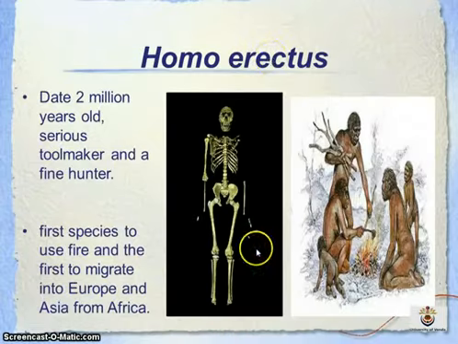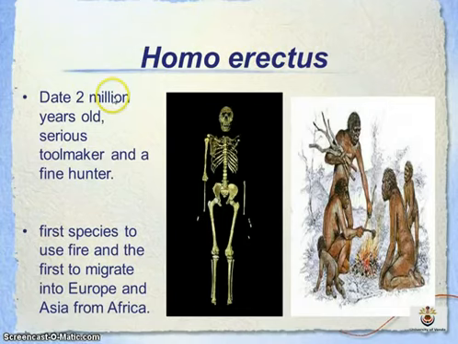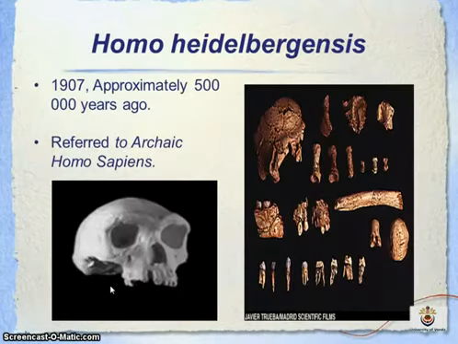Primitive tools, nevertheless. Followed by Homo erectus, which dates 2 million years of age. These were the first ones to make fire, and they were the first ones to move around from other places into Europe and Asia. Homo heidelbergensis followed 500,000 years ago, and this was referred to as the archaic Homo sapiens. And this name, archaic, means that they had characteristics of both Homo sapiens and Homo Neanderthals.